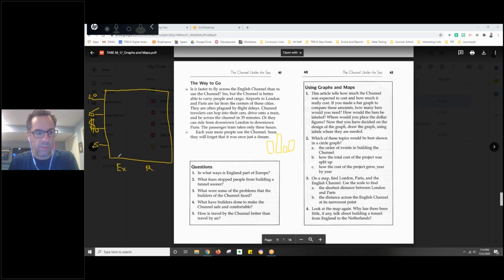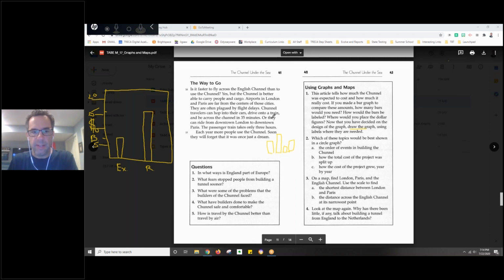So the expected, I think, was 7. So between 5 and 10 is like 7. So you would say the expected would be here. And then it was 16, I think. So 16 is about here, right? So the real would be right here. It says draw the graph using labels where they are needed. So this would be in billions. And you can do it way different than this.